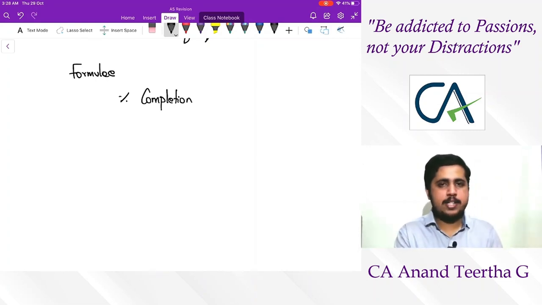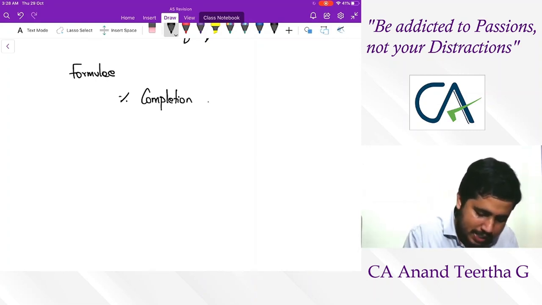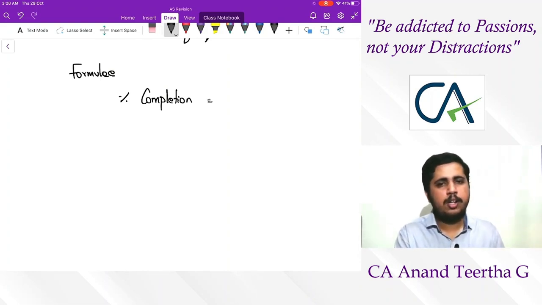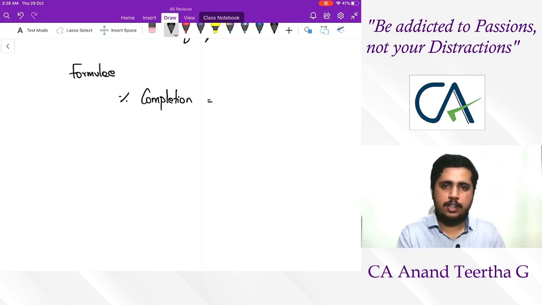Okay, how do we get percentage completion? Normally, as I have told you, the cost to cost method is followed. Survey method percentage completion you need not calculate; the professionals themselves are going to tell you. But if you want to calculate, it will be done according to the cost method.